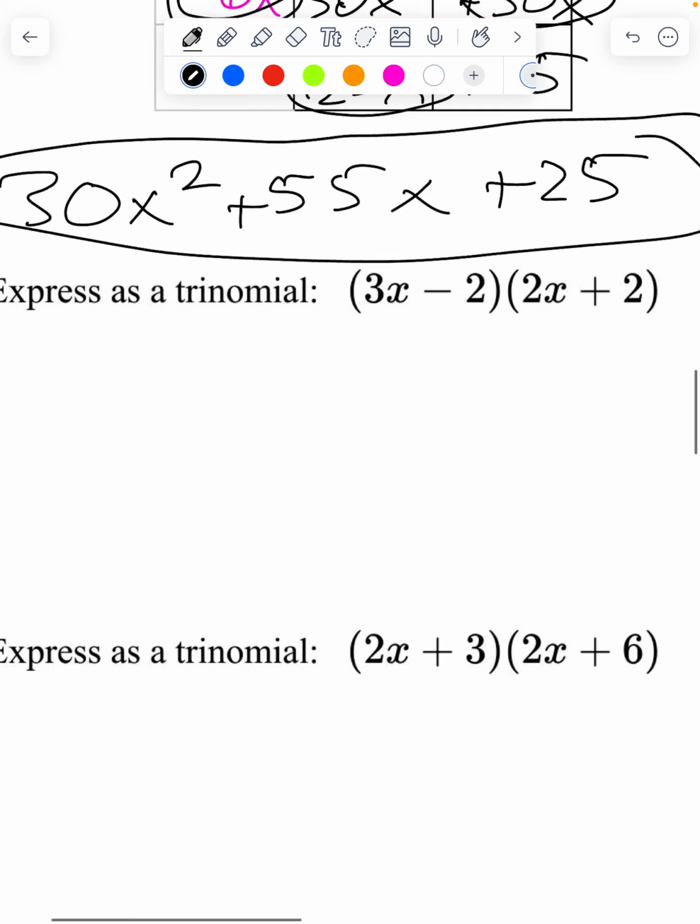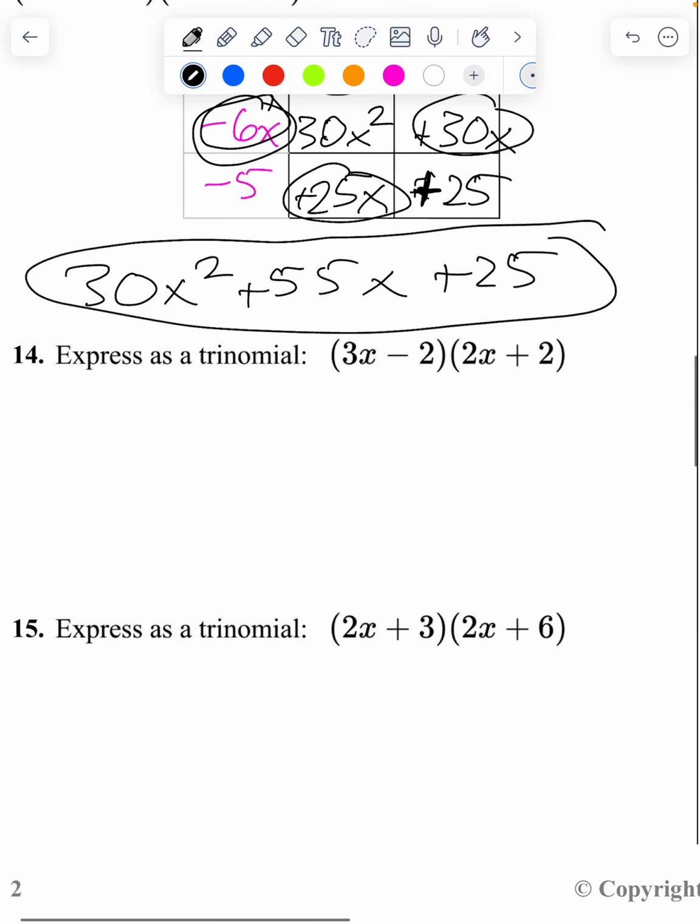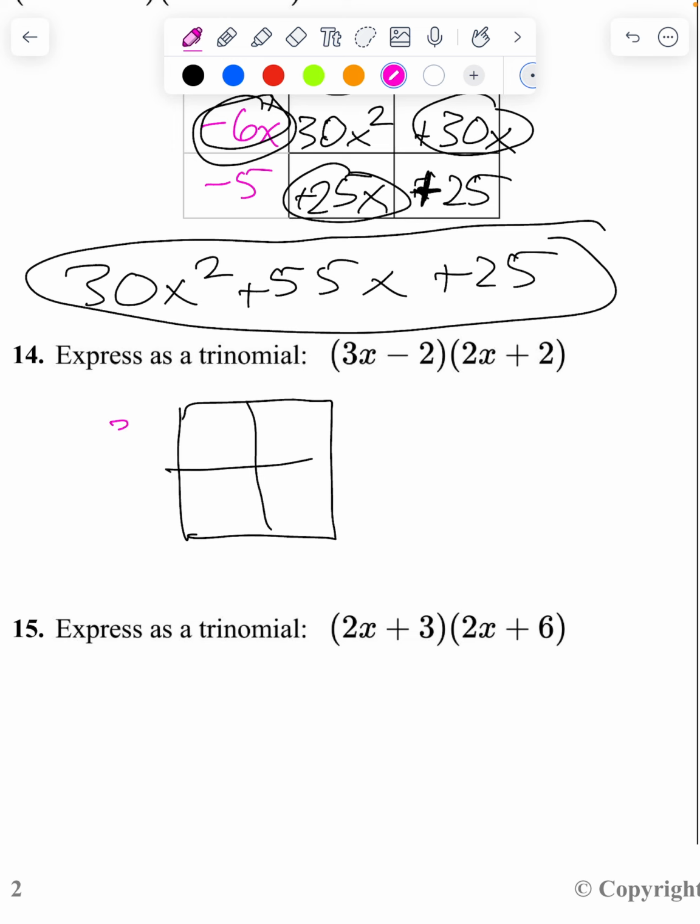All right, so this is expressed as a trinomial. I could use that box again if I like, or you guys might know how to do the distributive property double. I'm just going to use the box since that's what we've been using, and just write my own box. This is what we did before, and then just multiply them out.